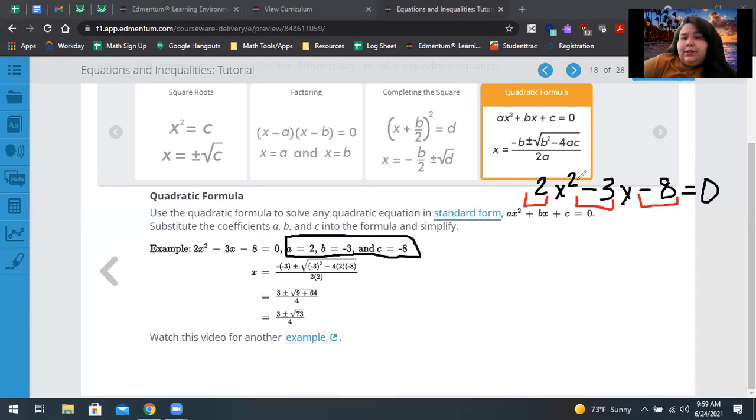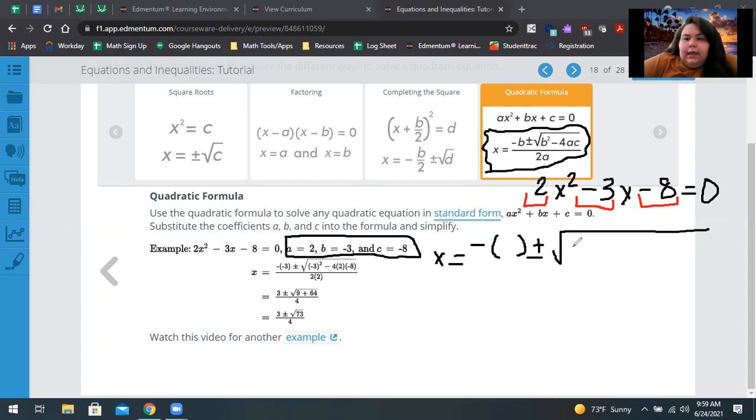This is how I would write out the setup. So based off of this formula right here, I would write parentheses for each of those variables of A, B, and C. So here I have x equal to, I have a negative, I want to place my B there. So I put parentheses, plus or minus the square root. I am going to put B squared minus 4, there's my A, there's my C, all over 2, and then there's my A.